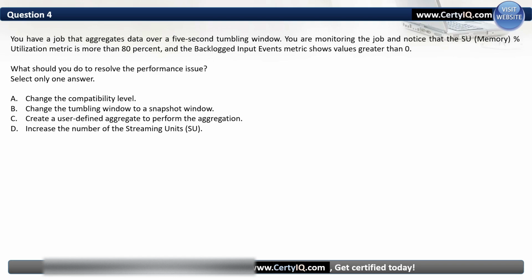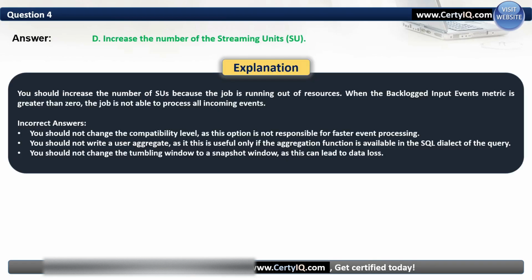The correct option is D. Increase the number of streaming units. You should increase the number of SUs because the job is running out of resources. When the backlogged input events metric is greater than 0, the job is not able to process all incoming events.